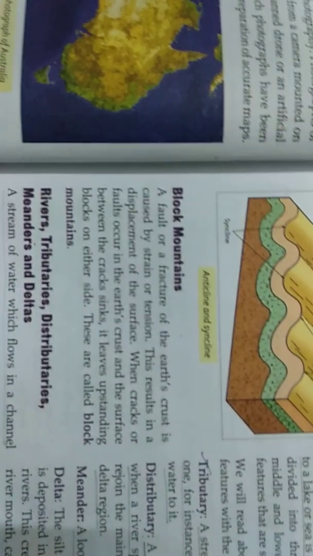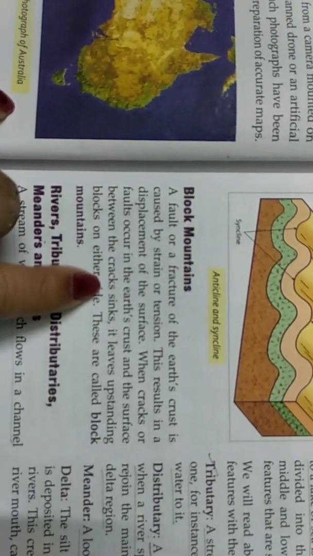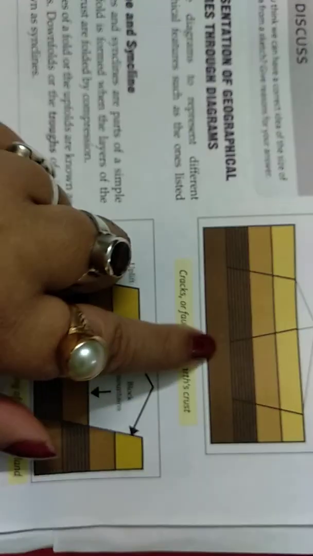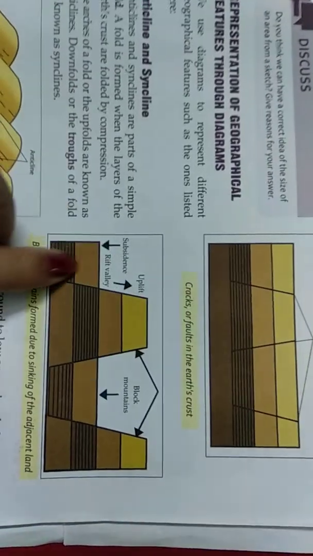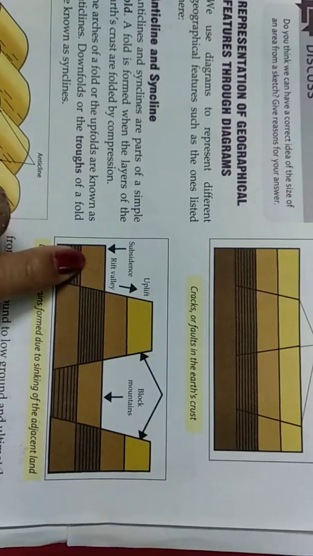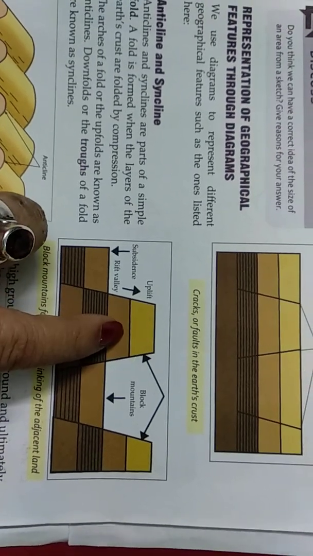When cracks or faults occur in the earth's crust and the surface between the cracks sinks, it leaves upstanding blocks on either side. For instance, if there is any tension over here, it might so happen that this portion goes down. See here, it has gone down. So if it is going down, then here a block is being left out. So these are block mountains.